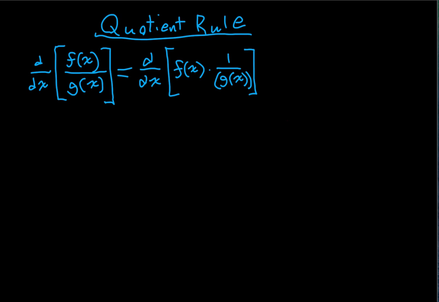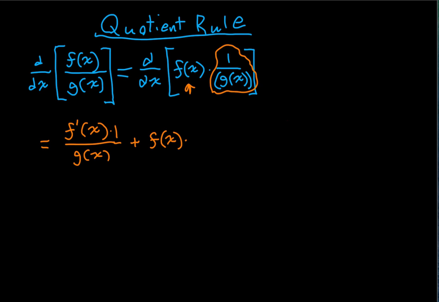Alright, so let's move forward with this, and I'm going to switch colors. So what is this going to be equal to? Given the product rule, that's going to be the derivative of the first function, f prime of x, times the other function, 1 over g of x, plus the normal first function, f of x, times the derivative of our second function, which is 1 over g of x. But how do we take the derivative of this? It's not g prime of x, since this isn't the function g of x, it's 1 over g of x.